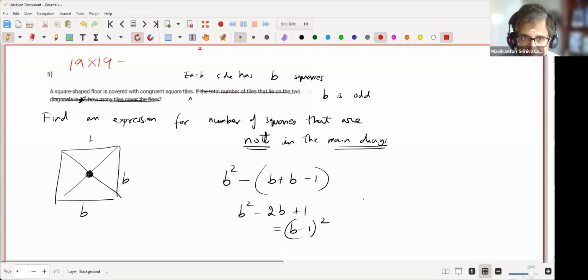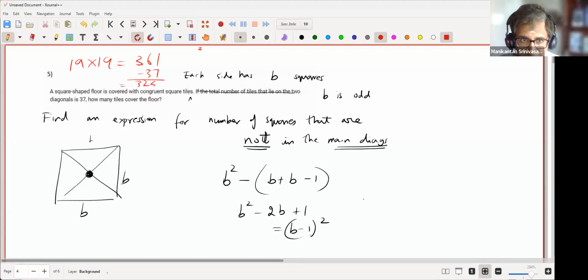19 by 19 kitna tha? 361. If you subtract the 37, let me erase this. If you subtract the 37, that gives the other pieces, right? Which is 324, which is indeed 18 square, as my good friend Jan will tell me, (19 minus 1) whole square, right? Does it make sense? You can see this apply here. All of you good? Rachit, you're okay on this?